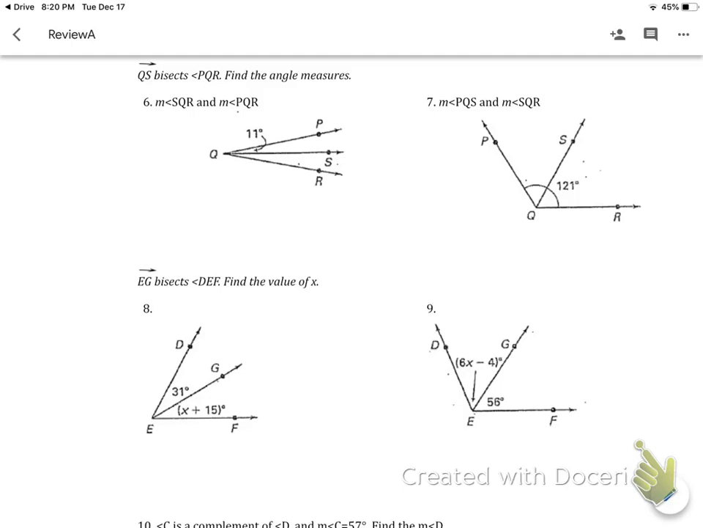Looking here, you see that it says that ray QS bisects angle PQR, find the angle measure. So once again, bisects, cuts in half, means 2 congruent pieces. So that means that SQR also has to be 11. So the measure of angle SQR has to be 11. And since it's being bisected, we know that the measure of angle PQS is going to be 11 plus 11, which is 22.